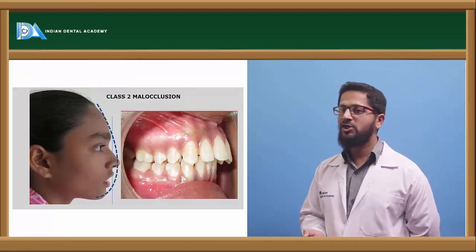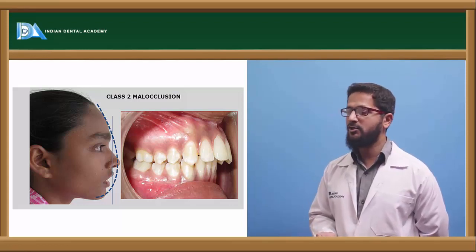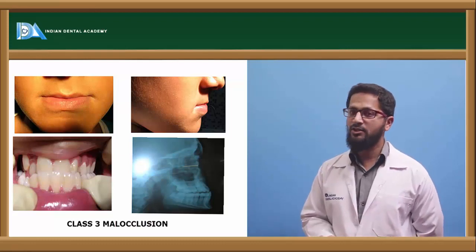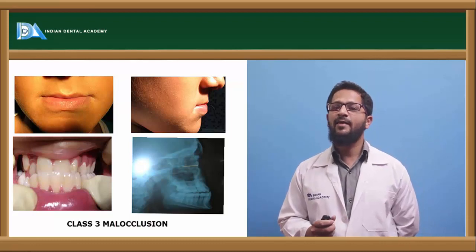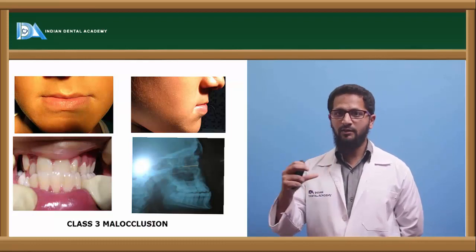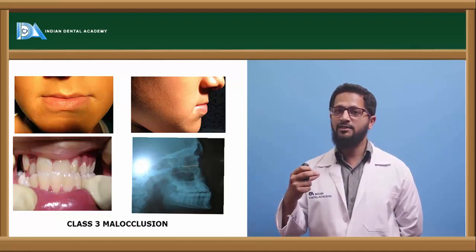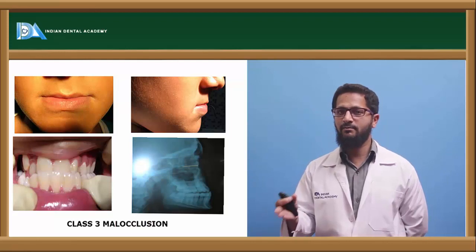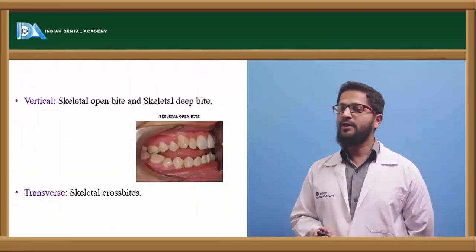This is the picture of a patient who shows maxillary prognathism and mandibular retrognathism, which is called class 2 malocclusion. This diagram indicates class 3 malocclusion, that is mandibular prognathism. So what exactly the terms mean is, if the mandible is forwardly positioned, it is called mandibular prognathism. Backwardly is retrognathism. Same with maxilla. If forward placement, maxillary prognathism. Backward placement, maxillary retrognathism.